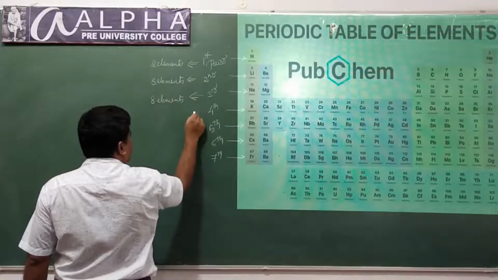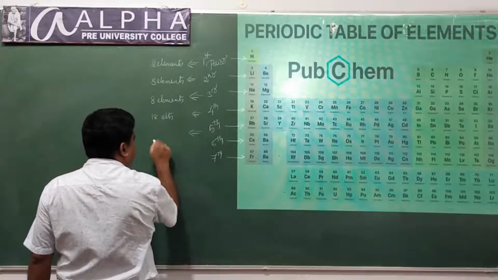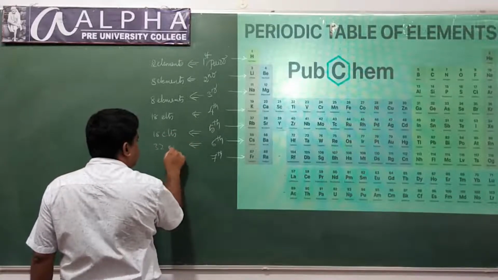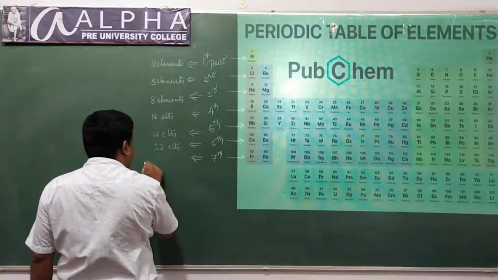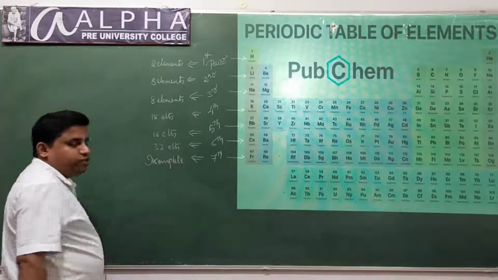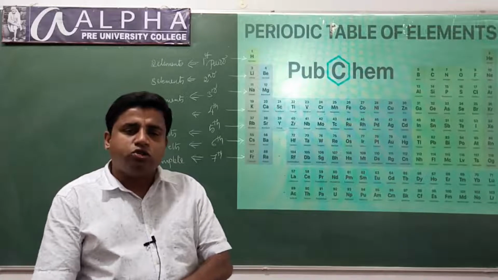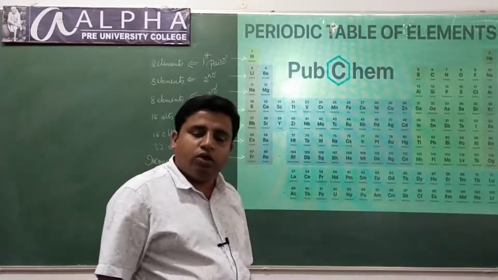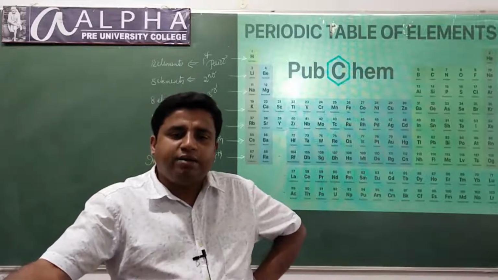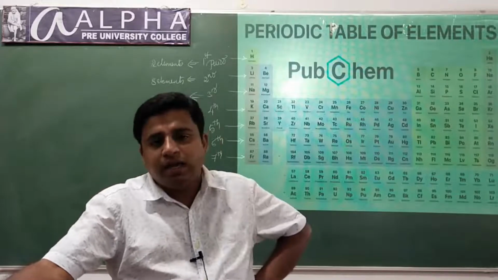The fourth period has 18 elements. The fifth period will have 18 elements. The 6th period has 32 elements and the 7th period is incomplete. So the first period has 2 elements, the second period has 8 elements, the third period also has 8 elements. You can just count. So the first period has how many elements? 2 elements, second period 8, third period 8, fourth period 18, 32 and incomplete.